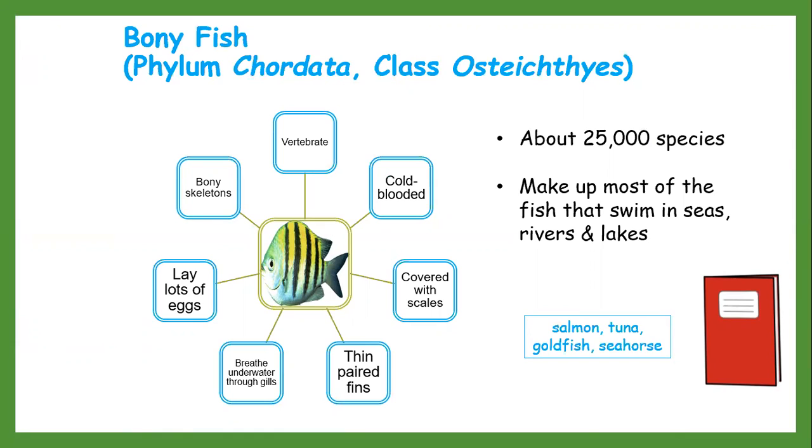There are about 25,000 species of fish. And they make up most of the fish that swim in seas, rivers, and lakes. So examples are salmon, tuna, goldfish, and seahorse. Again, you might want to pause the video so you can continue making notes and press play to continue.